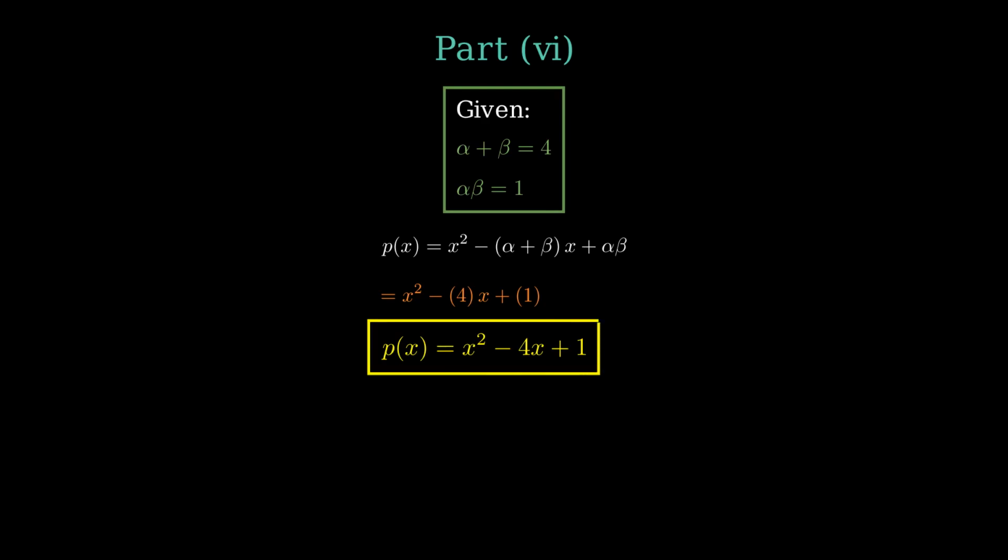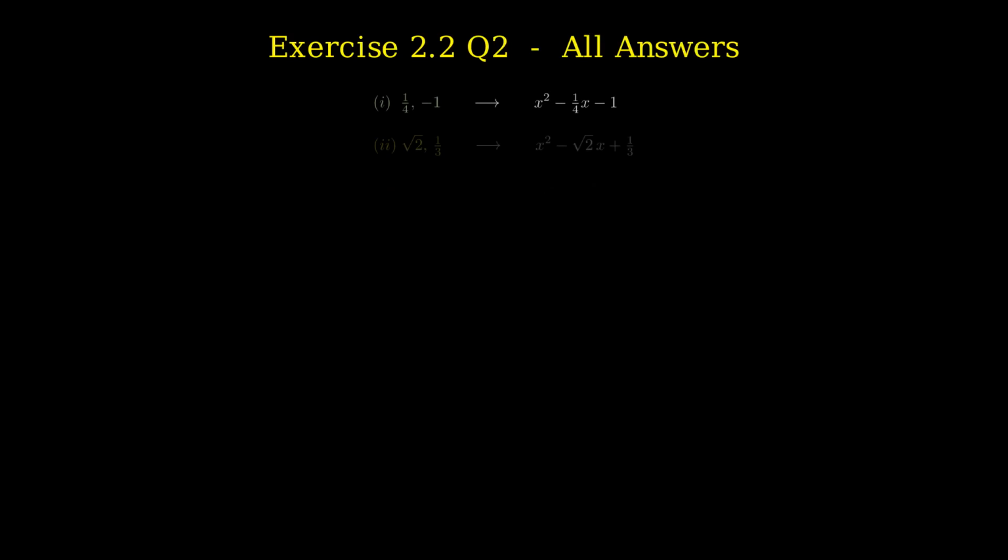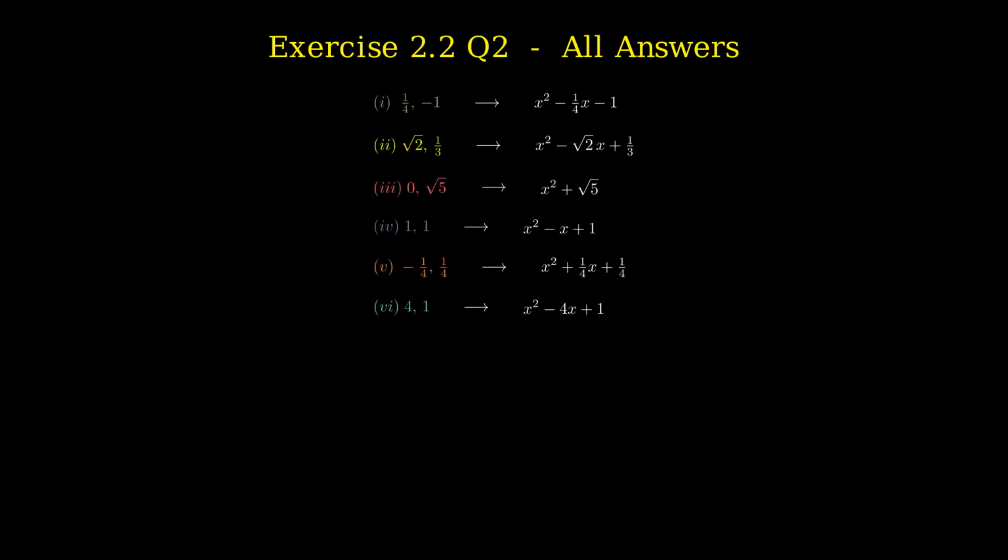Instead of going from polynomial to sum and product, we go from sum and product back to the polynomial. The formula x squared minus sx plus p is the universal tool for this. Always check your work by computing the sum and product from your constructed polynomial and verifying they match the given values.